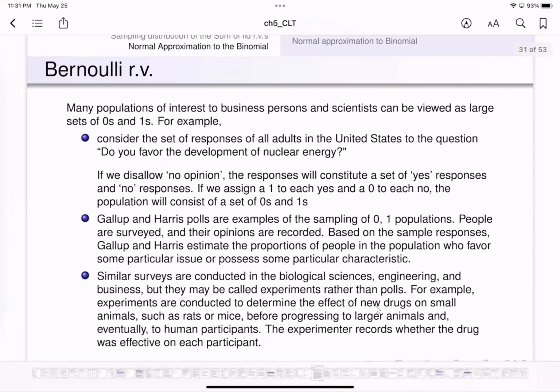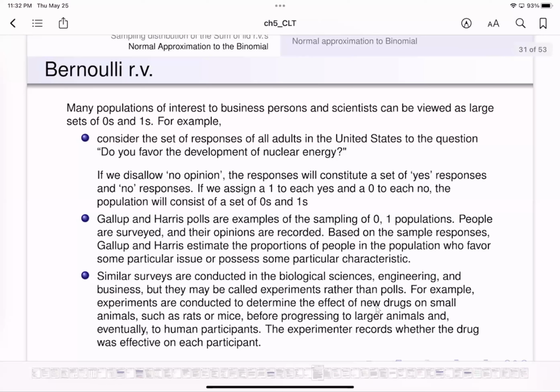And there are many situations in which we encounter a Bernoulli random variable. For example, consider this question: do you favor the development of solar, the policy of allowing solar energy in all states? For this question, if you ask any person, this person would respond yes or no. Suppose we rule out a third opinion, or we only care about what proportion of people are in favor of this development.